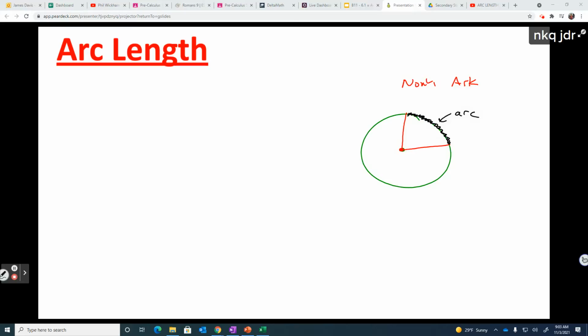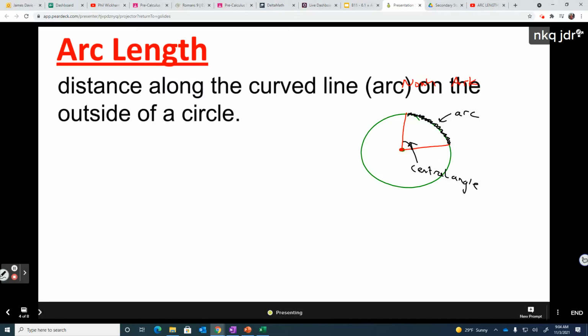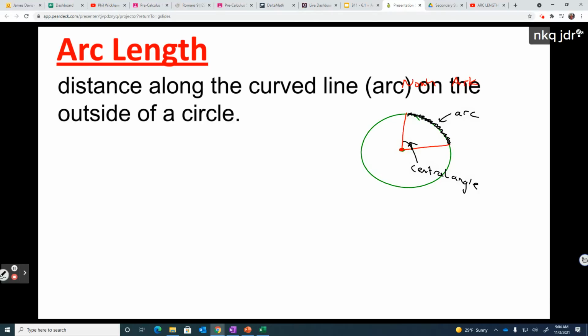So it's like a distance kind of around the outside of a circle. This angle right here is called a central angle. So an arc, by definition, is the distance along the curved line on the outside of a circle. And the length of it is the distance along it. So if you were to walk along the outside of the circle, that would be arc length.